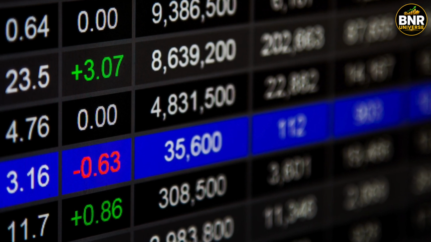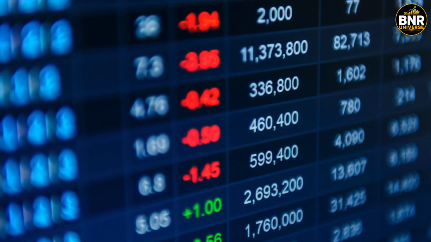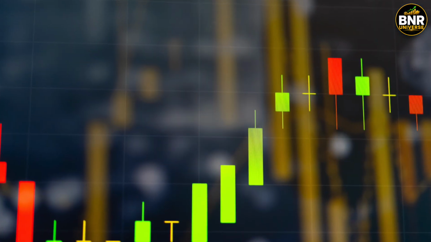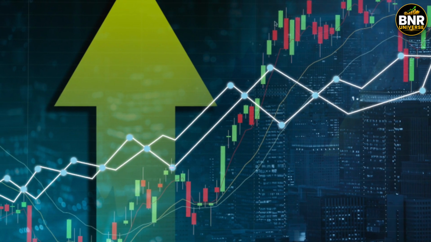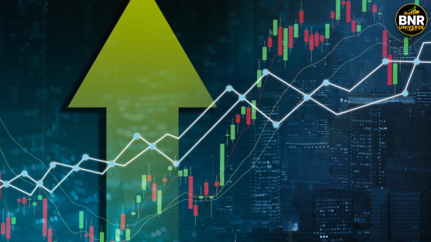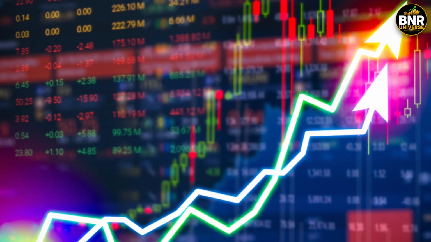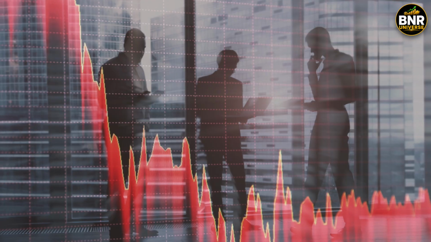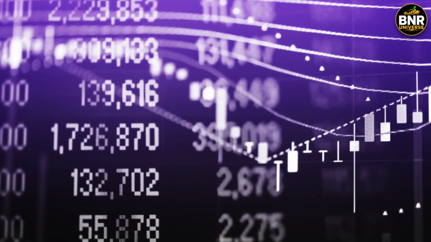Why is price action important? Many beginners fill their charts with indicators. Moving averages, RSI, MACD, Bollinger Bands, stochastic oscillators, Ichimoku clouds. Soon the chart becomes so crowded that the price itself is almost invisible. Professional traders often do the opposite. They remove unnecessary indicators and focus on what matters most: price.